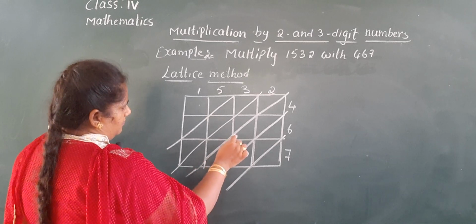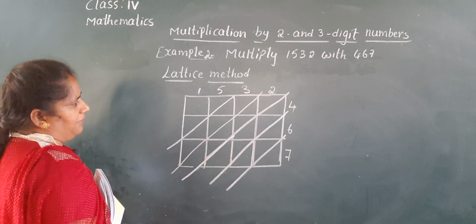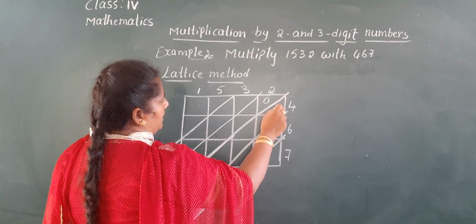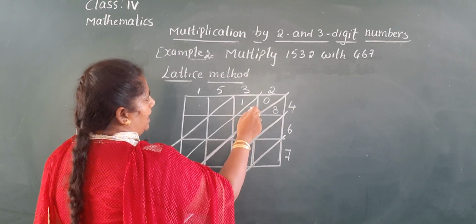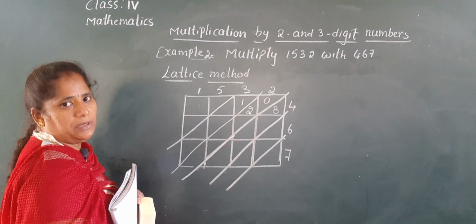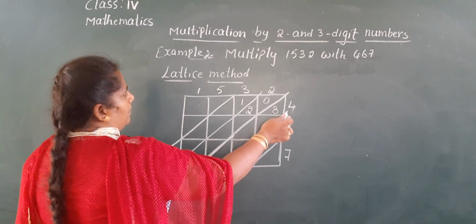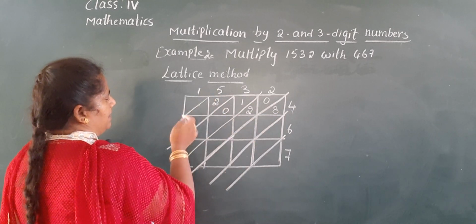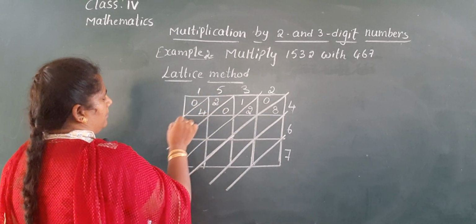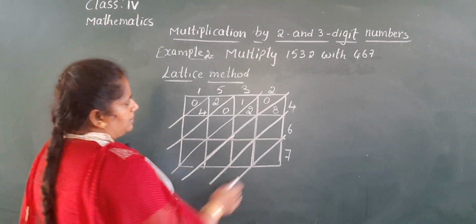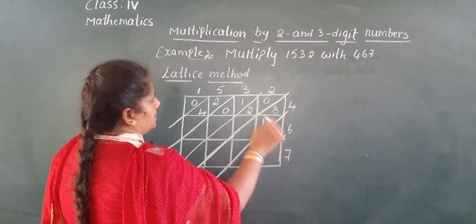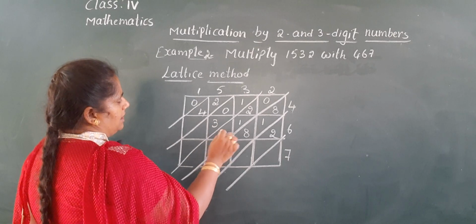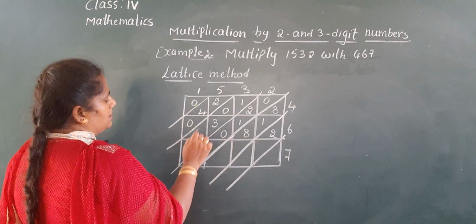Next, corner to corner. After you multiply by first 4. 4 2s are 8. There is no number, keep 0, 8. 4 3s are 12, 1, 2. All of you write along with me, Nana, so that it can be easily understood. 4 5s are 20, 2, 0. 4 1s are 4. Sorry, I'll make it as 0, 4. Okay? Now 6 2s are 12, 1, 2. 6 3s are 18, 1, 8. 6 5s are 30, 3, 0. 6 1s are 6, 0, 6.